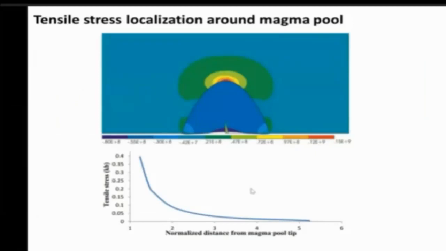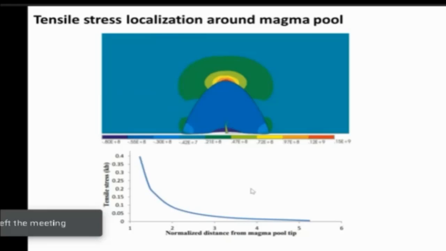So these are the model results. You can see the localization of the tensile stress for a particular magma chamber. It is maximum at the tip, and the tensile stress decreases as we go away from the tip of the magma chamber towards the surface, in the vertical direction. So this is a pilot numerical experiment that we did.